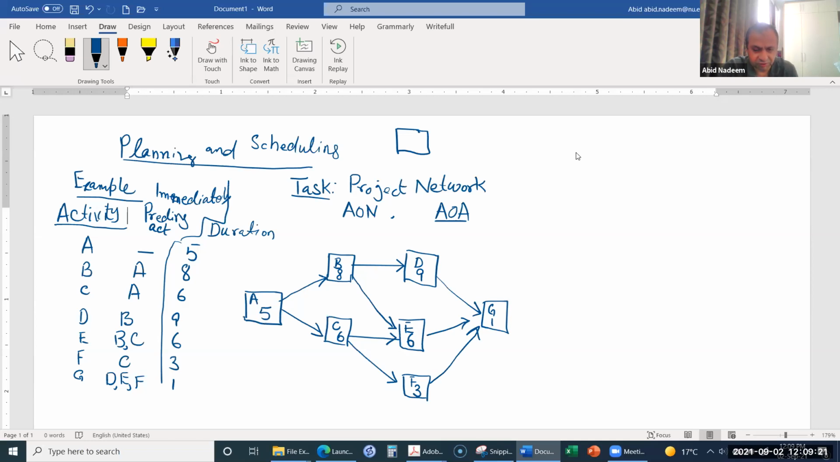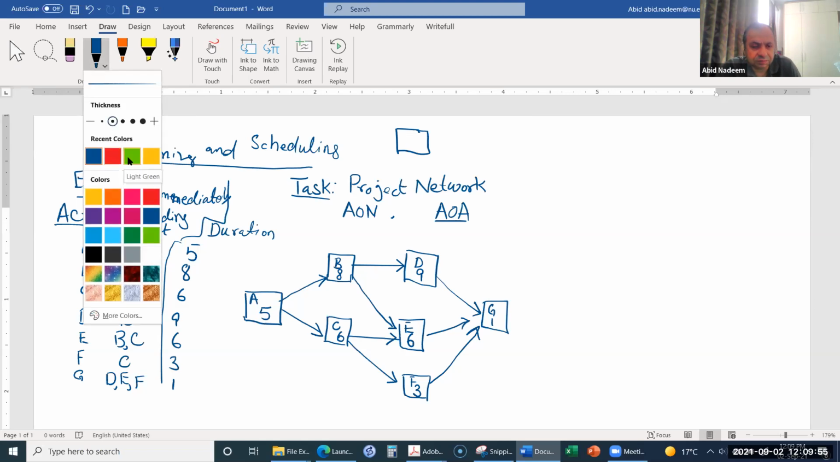So you can check for each activity. From this network, I can see that G has 3 immediately preceding activities: D, E, and F. For D, I can see it has 1 immediately preceding activity, B. For E, there are 2 immediately preceding activities, D and C. Similarly, you can check for each activity whether the logic given by these immediately preceding activities in this table is shown in this network or not.